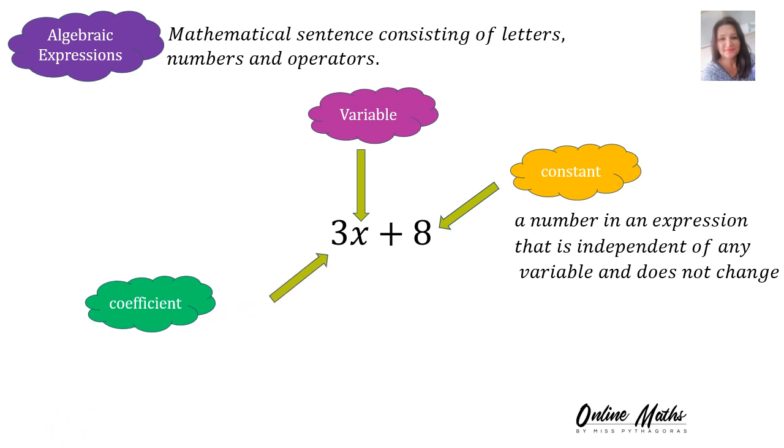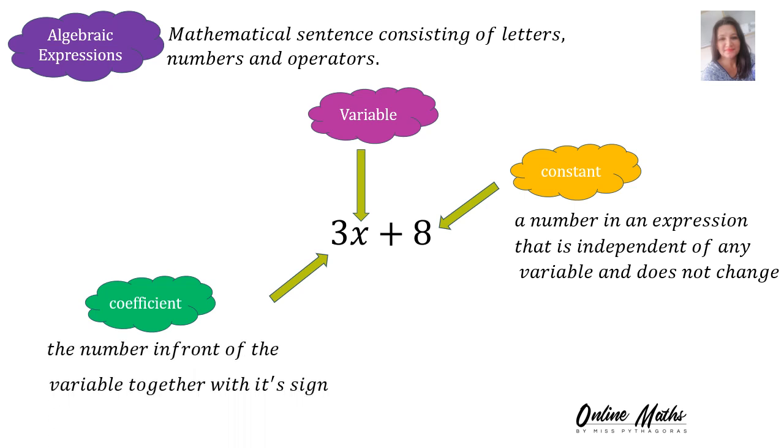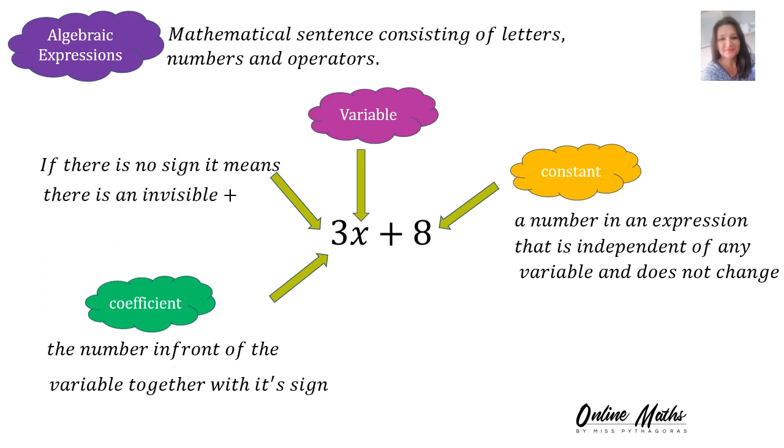The coefficient. That is the 3 in front of the x, in front of the variable. What is a coefficient? It's the number in front of the variable together with its sign. Now you'll see that arrow points to nothing. If there is no sign, it means there is an invisible plus.